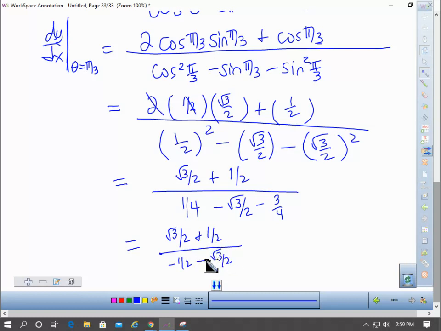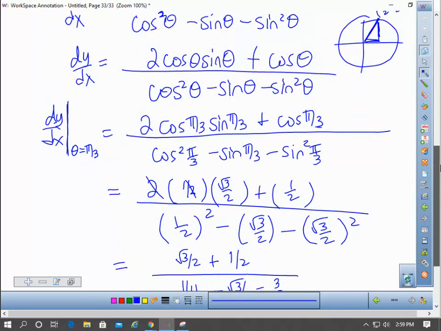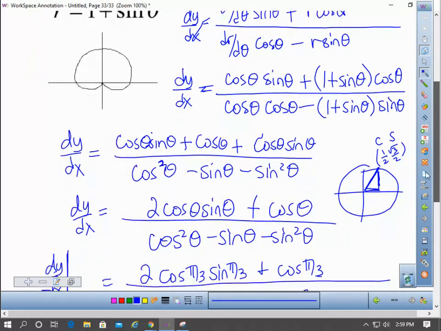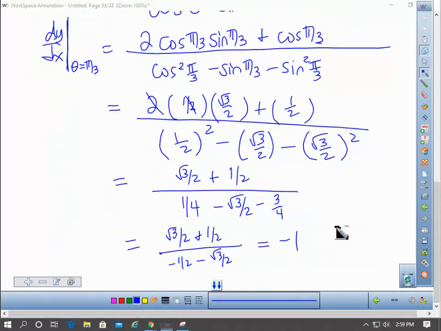Ooh, these are the same. The only difference is the denominator is multiplied by a negative, so the answer is negative 1. That means the derivative, the slope of the tangent line for this function, 1 plus sine, at pi over 3, after all of that work, is a slope of negative 1. All right?